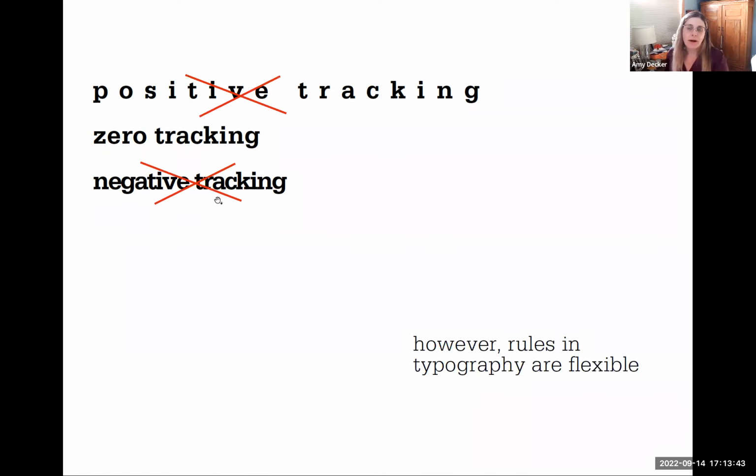You really want to avoid positive tracking and negative tracking. And I mean, eventually you'll be able to use them, but as we're learning the rules, ideally you want to just stick with zero tracking most of the time. There are places for both, but for the most part, you want to just stick with zero tracking.